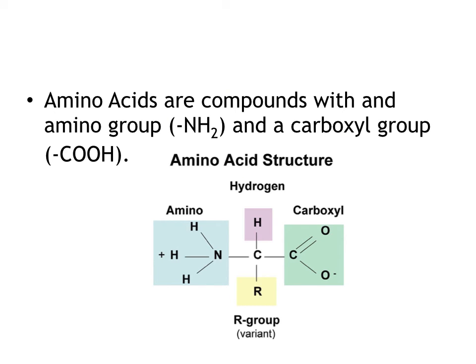Now what we have here is amino acids are compounds with an amino group and a carboxyl group. So the amino group here is in blue, the carboxyl group is in green, there's a hydrogen, and notice we have a variant group coming off that central carbon as well. That variant group could contain sulfur or mainly just carbon, hydrogen, oxygen, sometimes nitrogen. All right, they're going to contain a bunch of different elements there, and those variant groups are going to be what determines the 20 different amino acids.